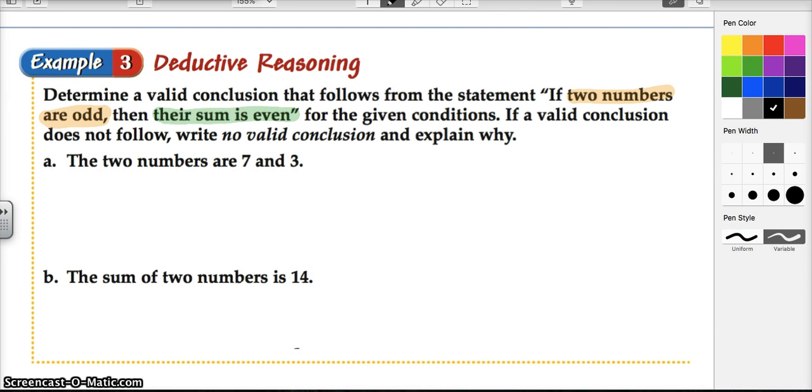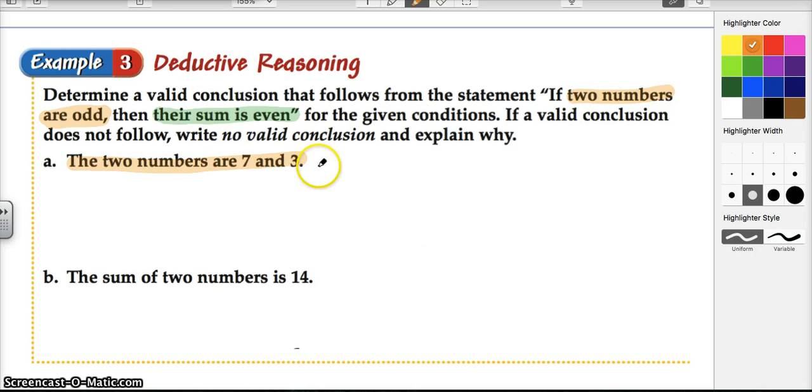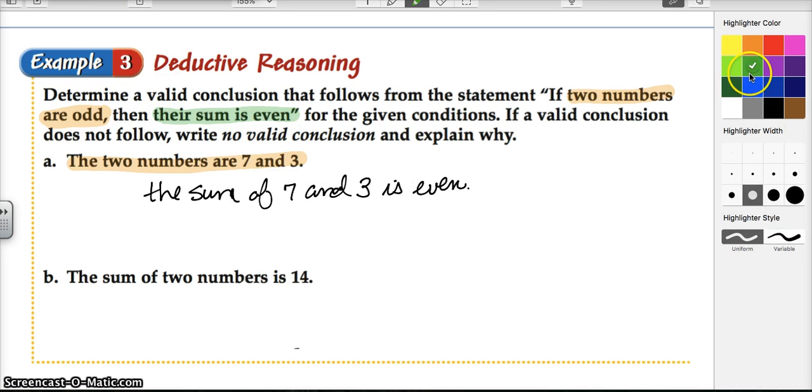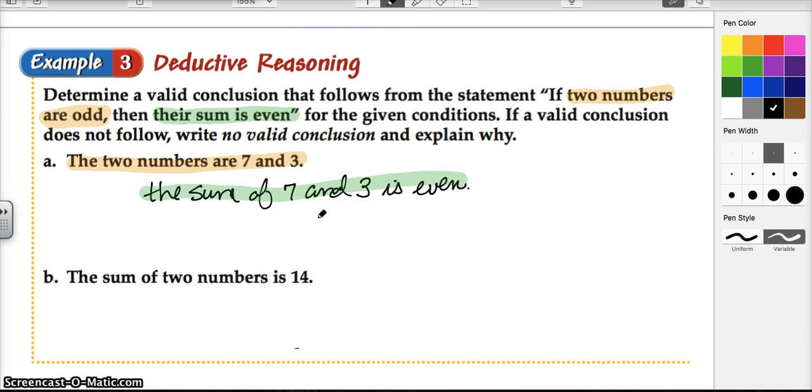Well, as I see this, I recognize that this part is an affirmation of the hypothesis here. Two numbers are odd. Yep, the two numbers are 7 and 3. That's odd. So given that, I can now have a conclusion, and my conclusion would be that the sum of 7 and 3 would be even. And I can easily check that this conclusion makes sense by actually figuring out what the sum of 7 and 3 is. We know that 7 plus 3 is 10, and indeed it's an even number. So we see that we can have a valid conclusion from this particular statement. Let's see if we can come up with a valid conclusion here.